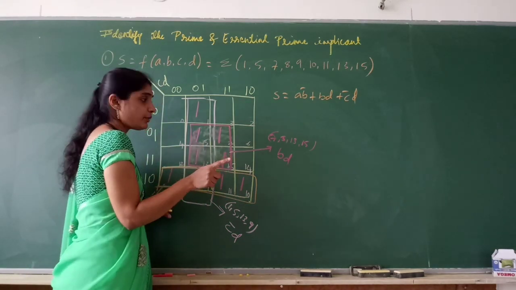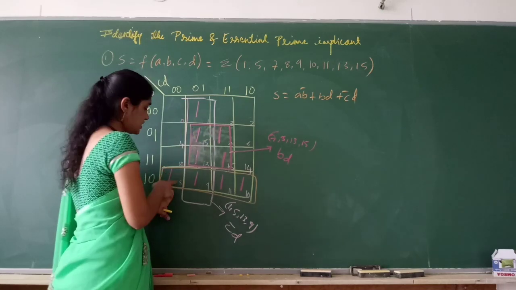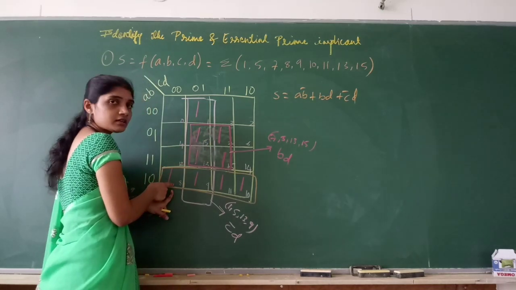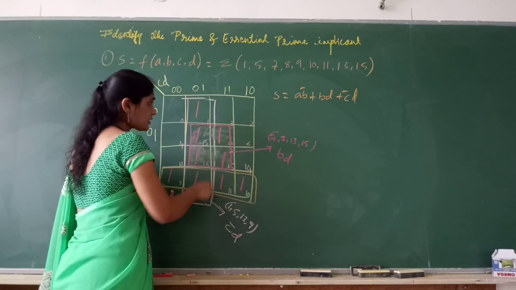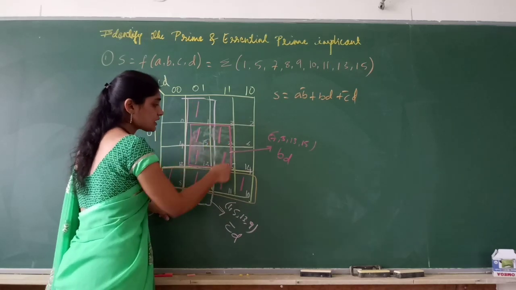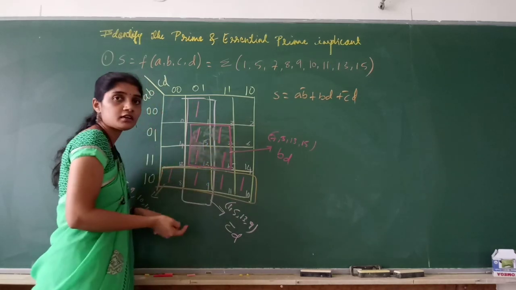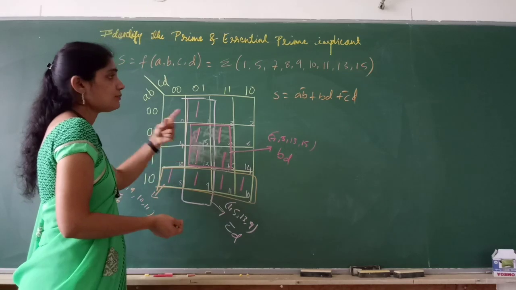So now, what is the meaning of EPI? At least one min term should be unique. In this particular group, 8 is unique. In this particular group, 1 is unique. In this particular group, 7 and 15 both are unique. So all these three are EPI.